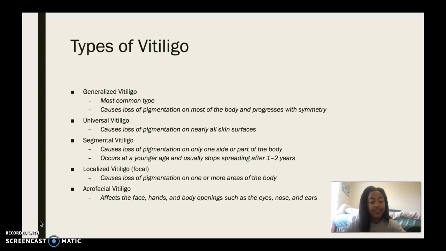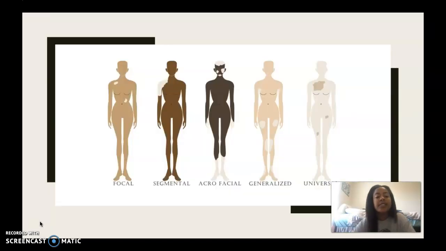Then the next type is localized vitiligo, or focal vitiligo, which affects one or more areas of the body. Acrofacial vitiligo affects the face, hands, and body openings such as the eyes, nose, and ears. This is a picture of the different types of vitiligo. As you can see in the universal one, pretty much all the pigmentation is gone. And then you can see for the different types where it affects the body.